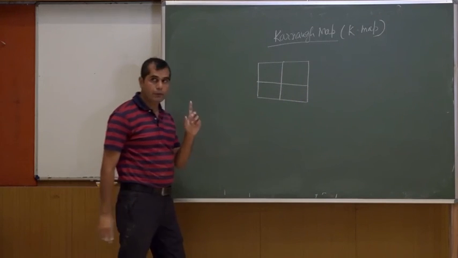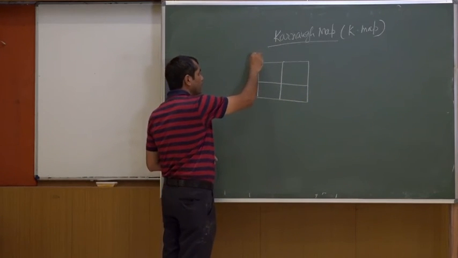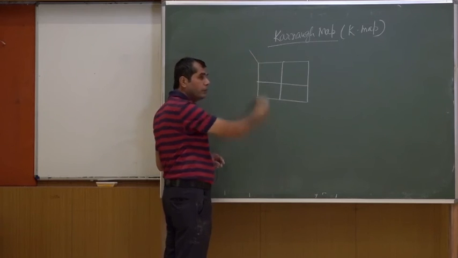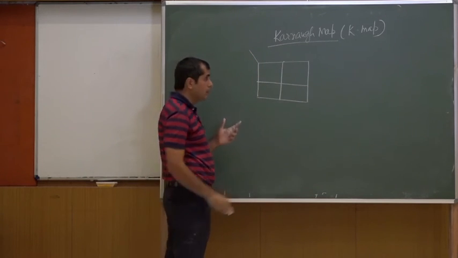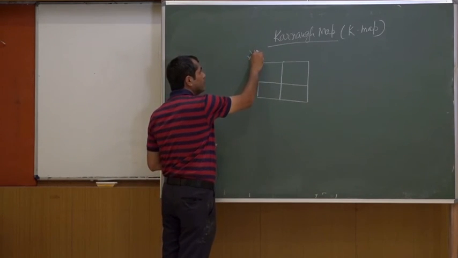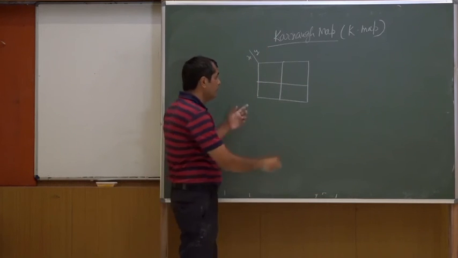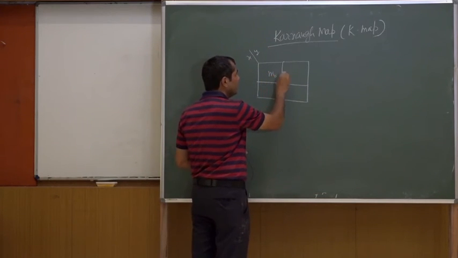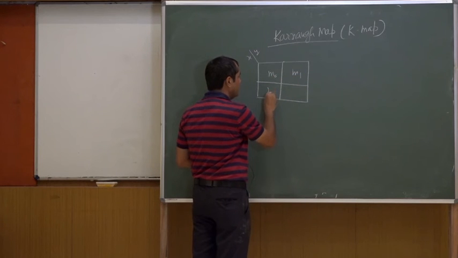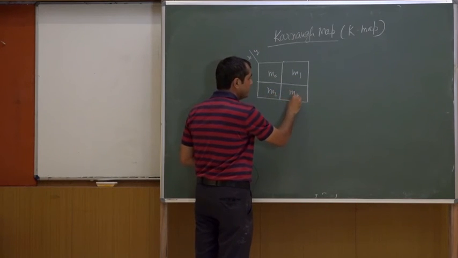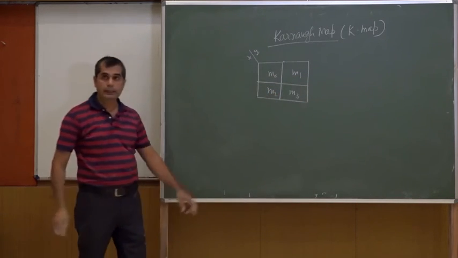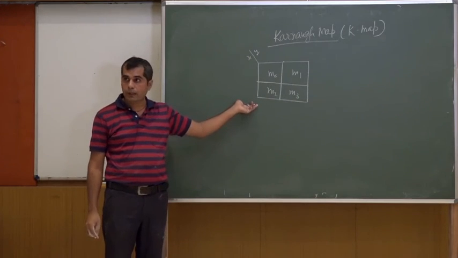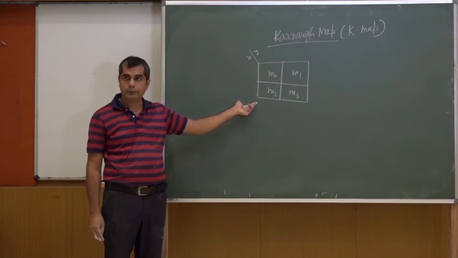If you have 2 variables, then there are 4 min terms. If the variables are x and y, then min terms will be written like this: m0 here, m1 here, m2 here, and m3 here. Getting it? This is K-map, Karnaugh map for 2 variables.